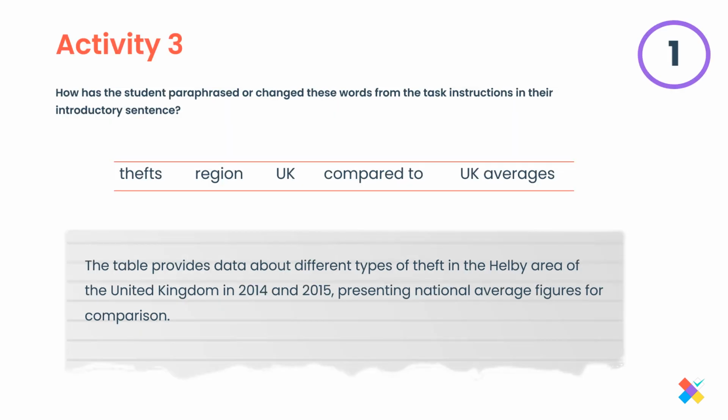And now we're going to focus a little bit on synonyms. I want you to focus only on the introduction, and then to see how the student has paraphrased or changed or used synonyms for 4 words from the task instruction into the introductory sentence. You have some words there, and I want you to identify the synonyms. Super easy. 1 minute to do this one.